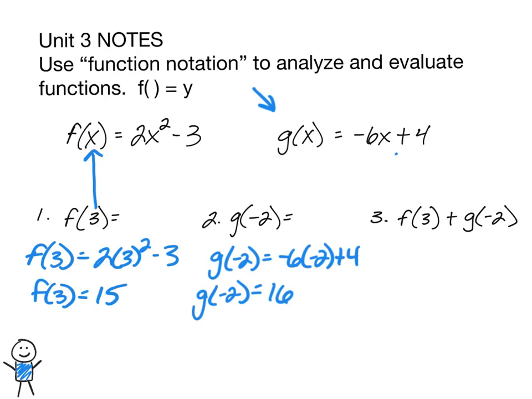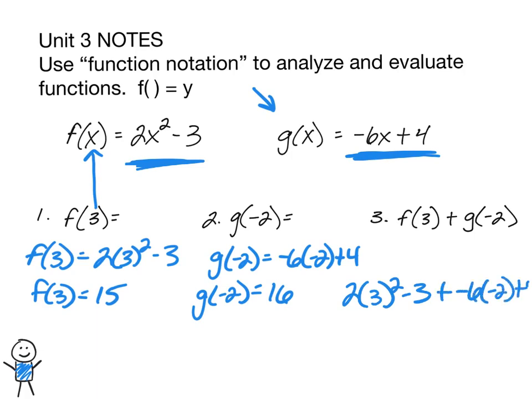Last one says to take f of 3 and then add it to g of negative 2. So I'm going to start with the f of function, which is my function on the left, and everywhere there is an x value, I'm going to plug in a 3. And then for the g of function, the g of negative 2, I'm going to use the right function, and everywhere there is an x, I'm going to plug in a negative 2. And then I'm going to evaluate this and see what I get. I got a result of 31.